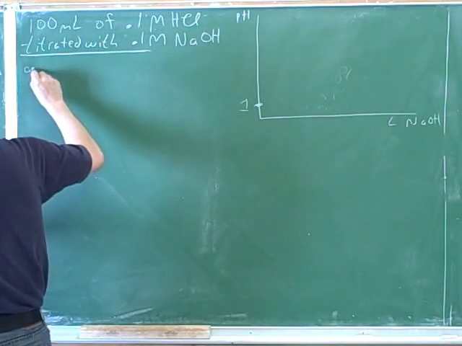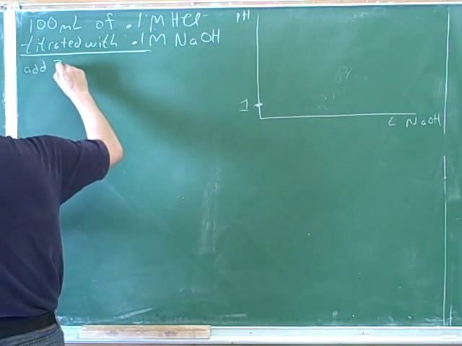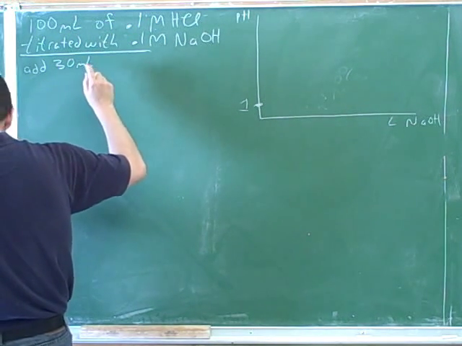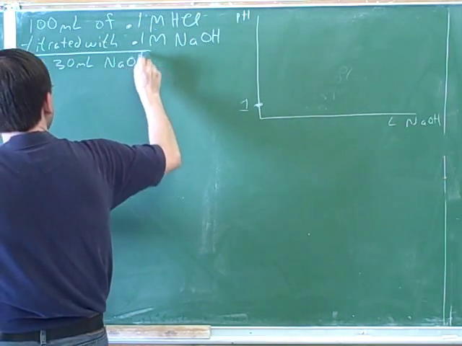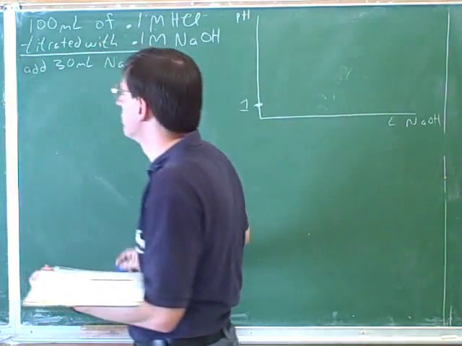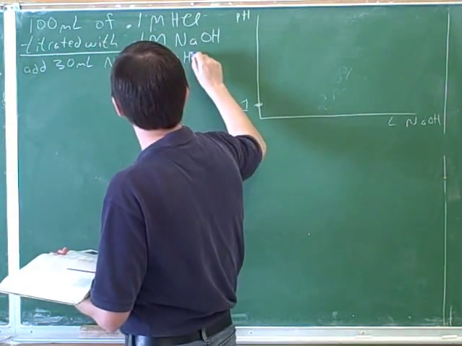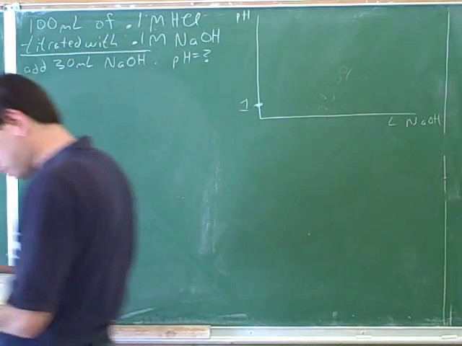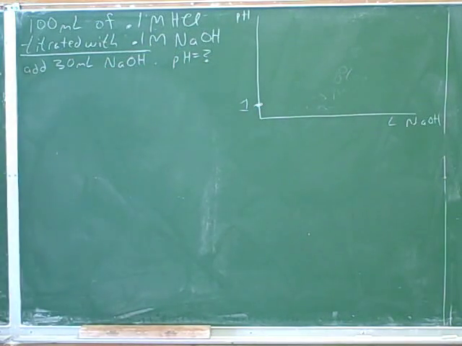Now let's say we add 30 milliliters sodium hydroxide. And now we want to find the pH. So let's try working that out. And we'll try to use the same kinds of approaches and notations that we used before, although there might be some new issues here.